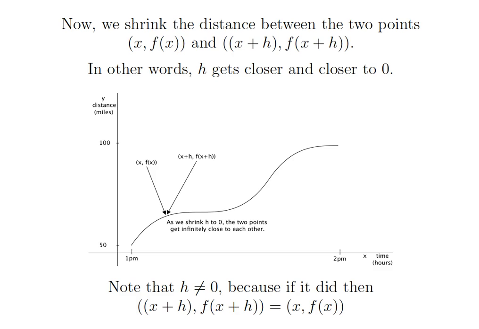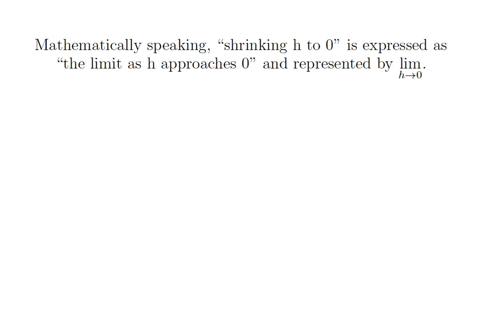Notice, however, that h cannot equal 0, because if it did, then x plus h, f of x plus h would simply be x and f of x, and they would be the same point. So h cannot be 0, but it's going to be infinitely close to 0. And mathematically speaking, when we shrink h to 0, that is expressed as the limit as h approaches 0.